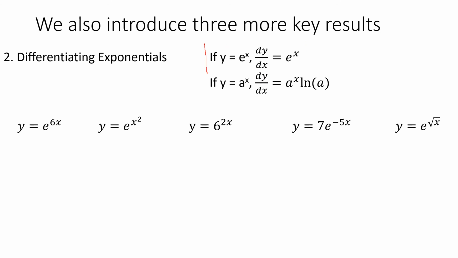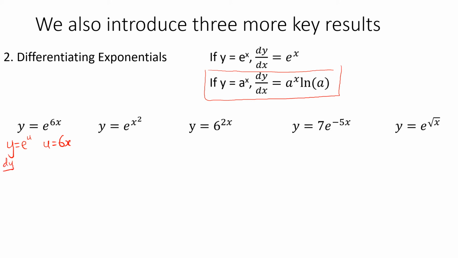But I also want to introduce this second result here, which we are again not going to prove today. If you've got just any number to the power of x, then it differentiates to this form. So let's just see how that works. And again, let's try and get our chain rule in. So our first question, we've got y equals e to the 6x. So I'm going to say y equals e to the power of u. I'm going to say u equals 6x.